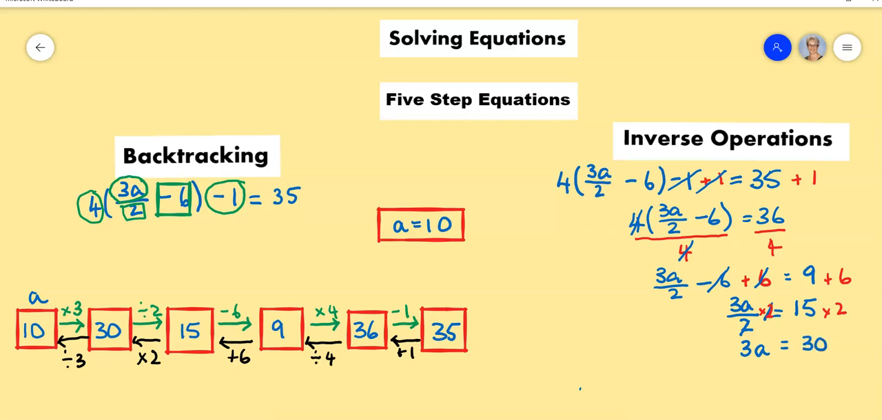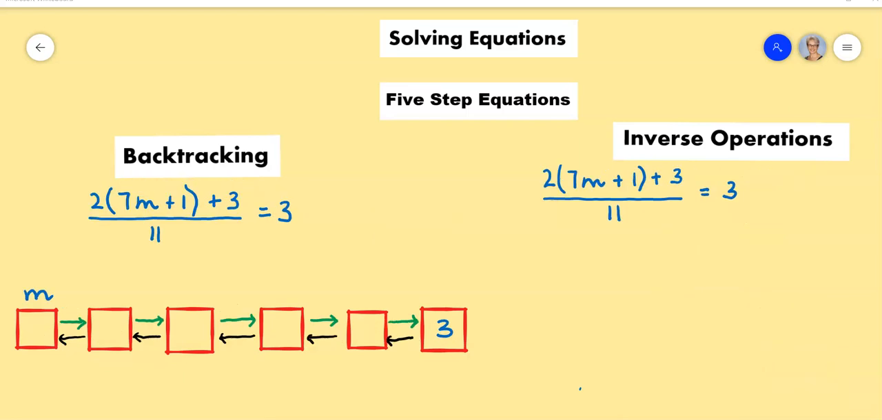The last thing I had to do was to divide by 3. So I'm going to divide both sides of the equation by 3. Multiply by 3, divide by 3 will cancel out, and I'm left with a is equal to 30 divided by 3, which is 10. The same solution that we got when we were solving with our backtracking.